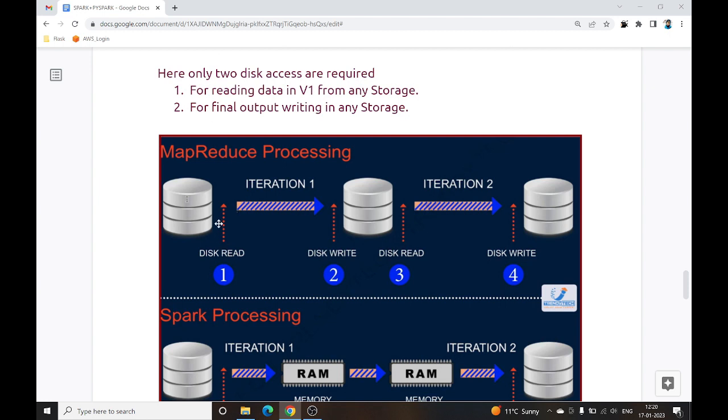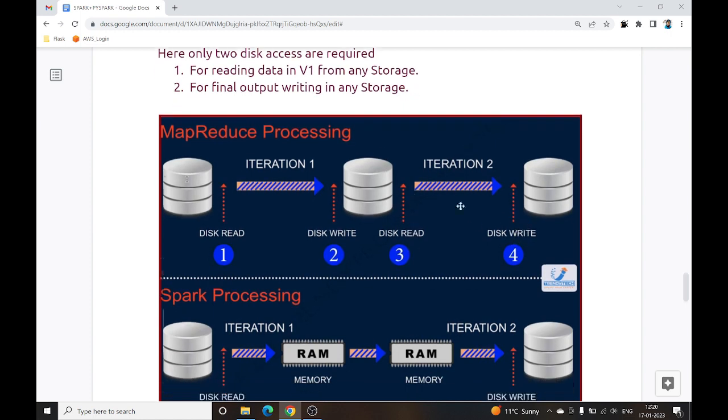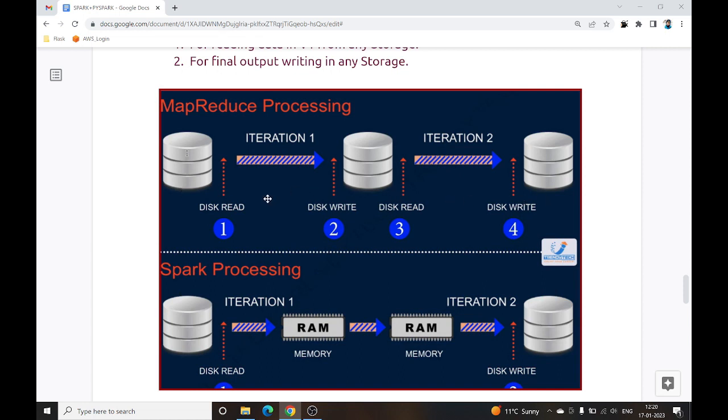In the case of MapReduce, we were taking the data from disk and performing one operation, then writing the data back to HDFS, and then reading the data from disk. So the third disk access is required. Even for this simple processing, we require 4 disk accesses.